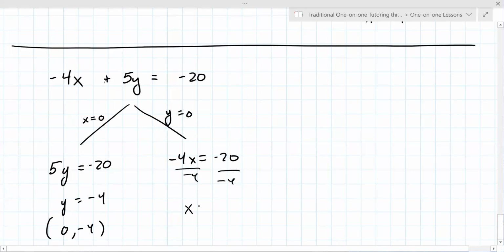-20 divided by -4 is 5. Yeah, okay, that's true. So that's (5, 0). So this is what I'm asking for. Yeah, I know what you mean now. It's just I know what to do. I'm like, okay. Do you have these notes down? Because I want to do a couple more of these. Yeah, I do have the notes down.